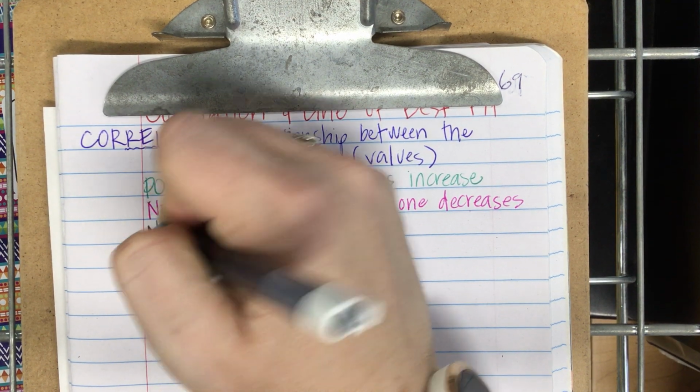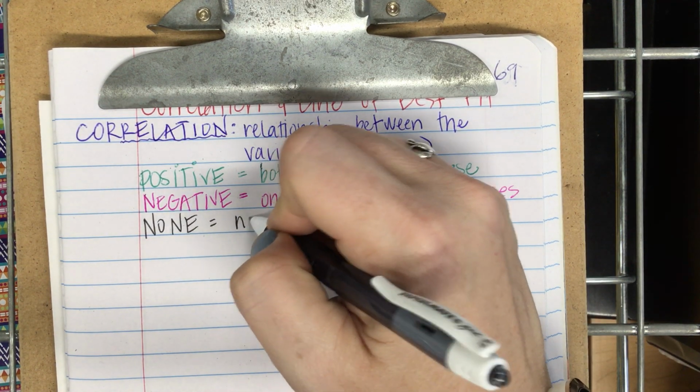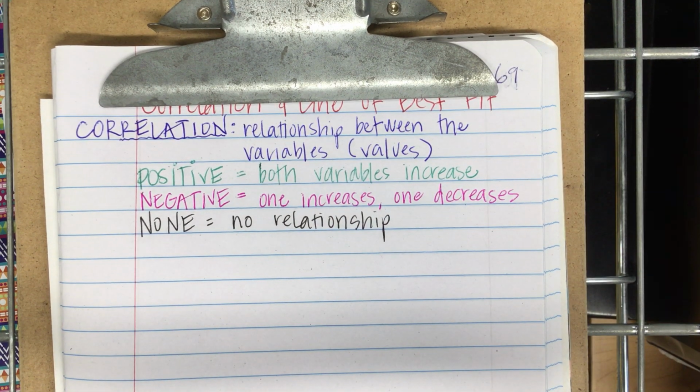And then there's none or no correlation. There is no relationship. The number of brothers you have and your shoe size. Doesn't affect each other. People who have lots of brothers do not have big feet. There's no relationship. These are our types of correlation.